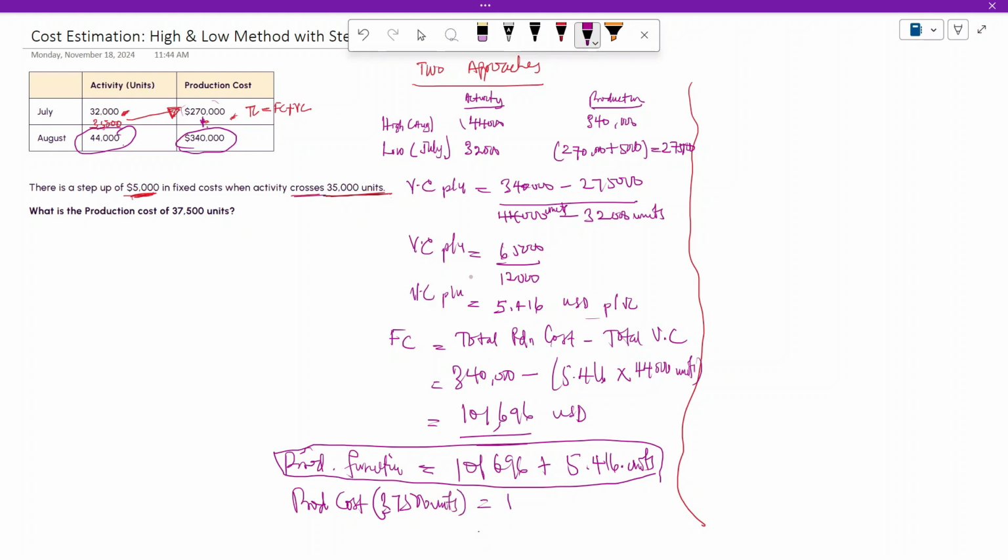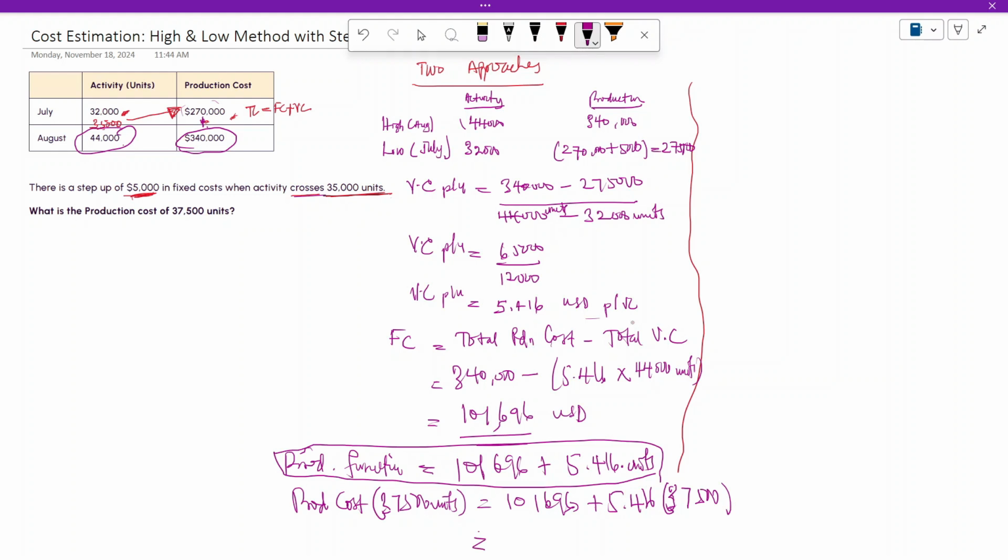Is equal to 101,696 plus 5.416 times 37,500.